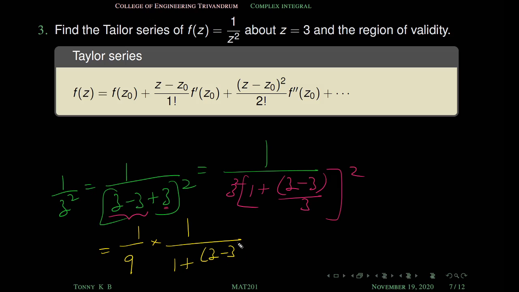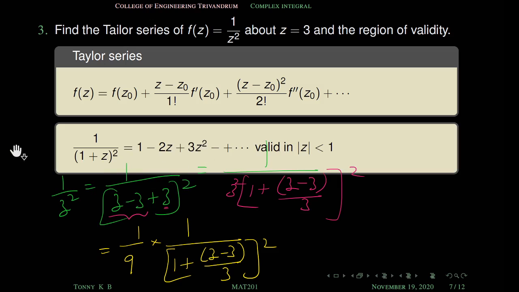1 by 1 plus z minus 3 by 3 whole square, right? Now this is in one of the standard Maclaurin series forms. It is of the form 1 by 1 plus z whole square. What is the series expansion of 1 by 1 plus z whole square? I gave it to you earlier. This is 1 minus 2z plus 3z square minus plus etc. And this Maclaurin series is valid in the region mod z less than 1.